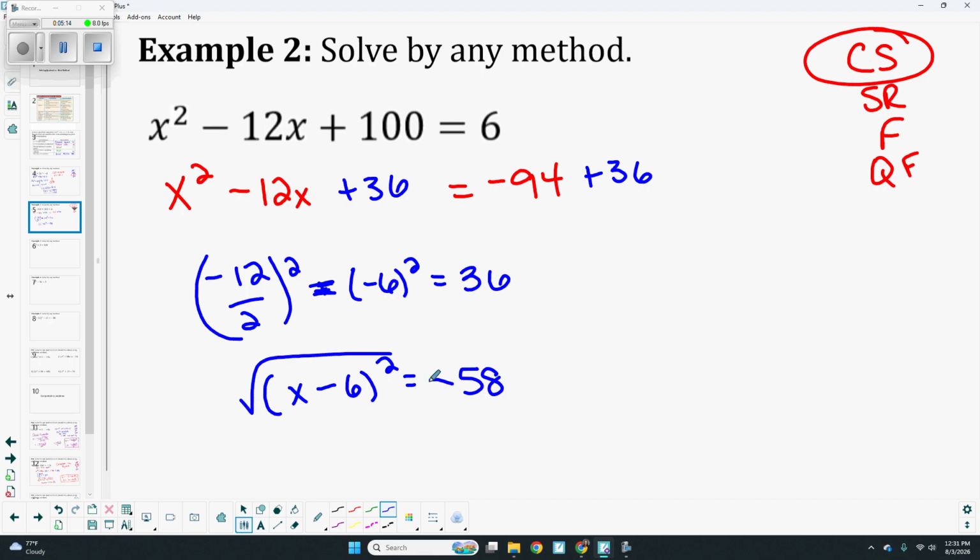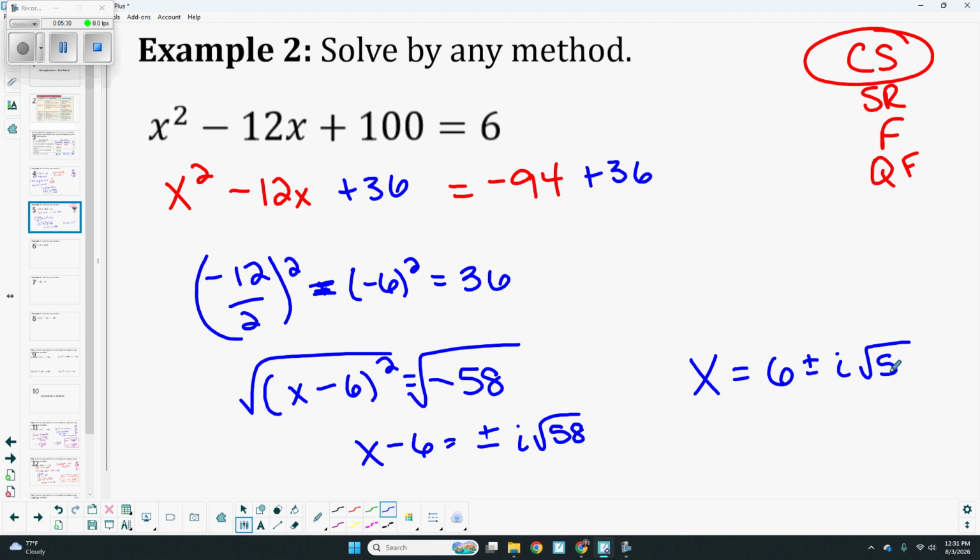So now I can square root. x minus 6 equals plus or minus square root of negative 1 times square root of 58, so i root 58. 58 does not reduce. So then all we have to do is add the 6. 6 plus or minus i root 58.